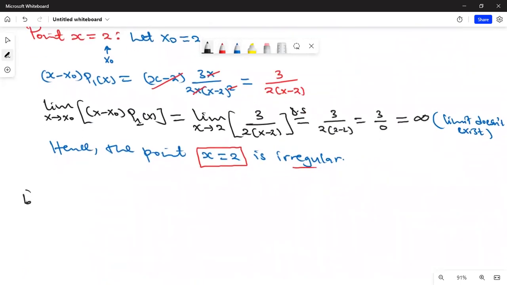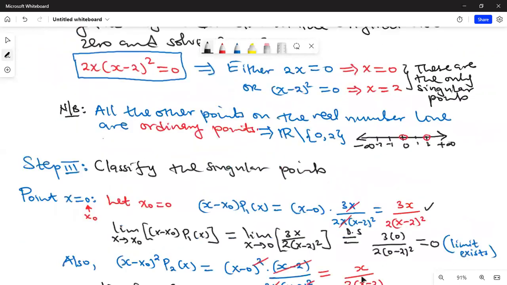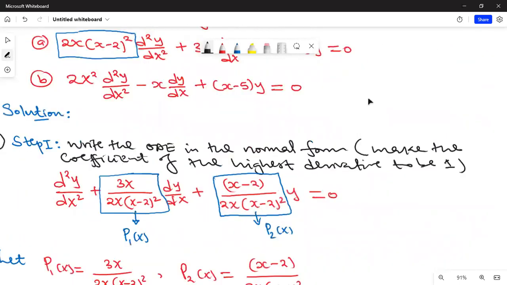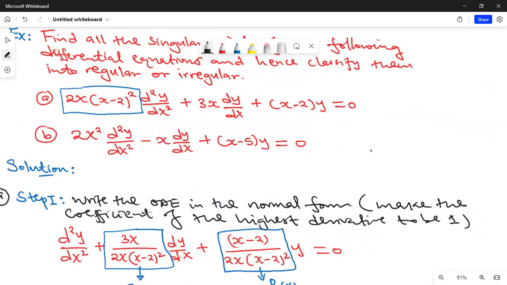Part B. Look at our ODE. So step one, we need the normal form of the ODE. So normal form. So how will it look? The ODE in part B. Let me take you back to that ODE. It is this one. So remember we are done with part A. Now we are doing part B.